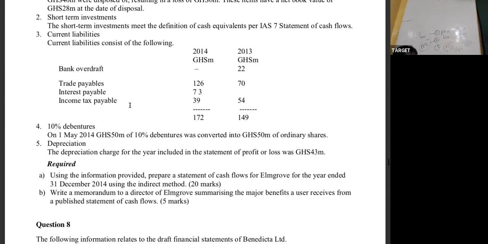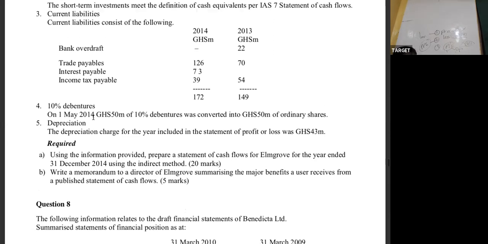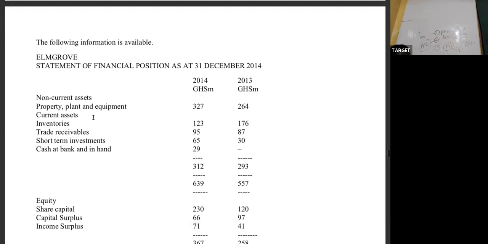Then we are done with 10% debenture. Note 5, depreciation. Depreciation charge for the year included in the statement of profit and loss is 43 million. That's all. Now let's go to the financial statement. Scan through to determine unusual items.